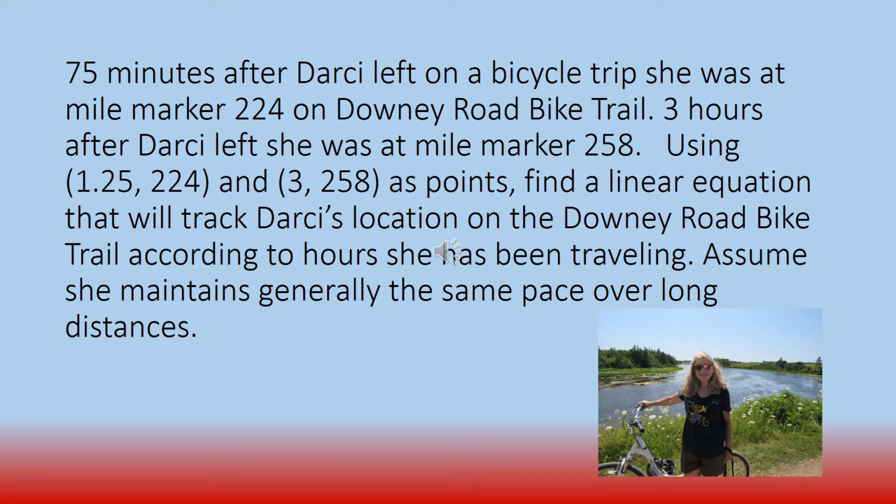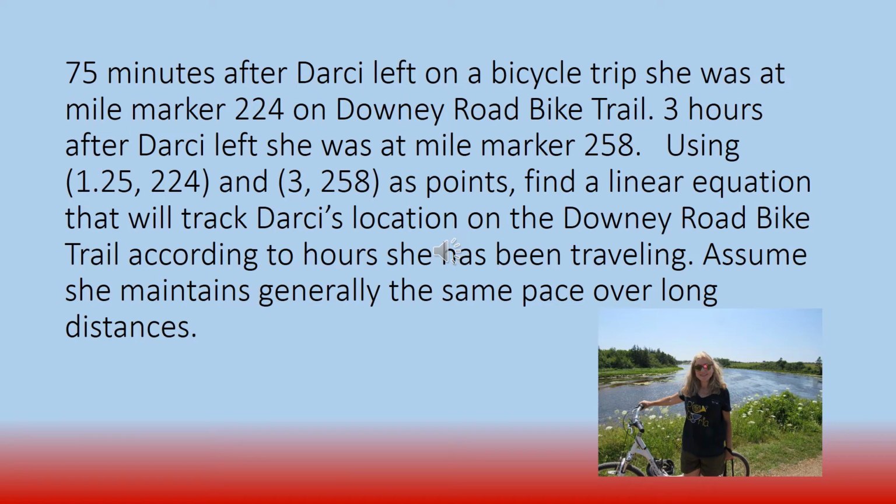75 minutes after Darci left on a bicycle trip, she was at mile marker 224 on the Downey Road Bike Trail. 3 hours after she left, she was at mile marker 258. Let us use the points (1.25, 224) and (3, 258) to find a linear equation that will track Darci's location on the Downey Road Bike Trail. And let's assume she maintains generally the same pace over long distances.